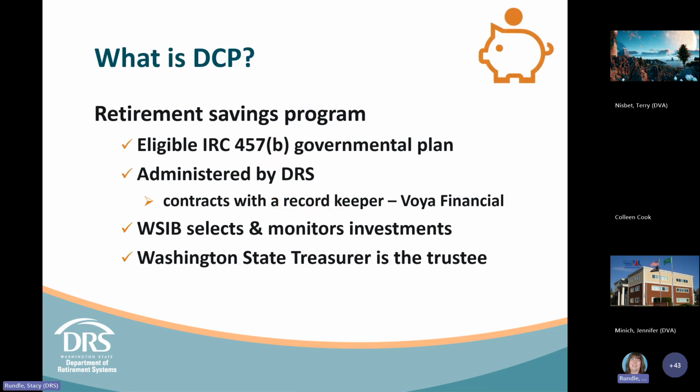DCP is an IRC, Internal Revenue Code, Section 457(b) Governmental Retirement Savings Program. It's voluntary and it's meant to supplement your pension income in retirement. The Department of Retirement Systems, we administer the plan, and we contract with a private organization, Voya Financial, to provide record-keeping services for it. The State Investment Board, WSIB, they select and monitor the investment options, and the state's treasurer's office, they're the trustee for the assets of the plan.